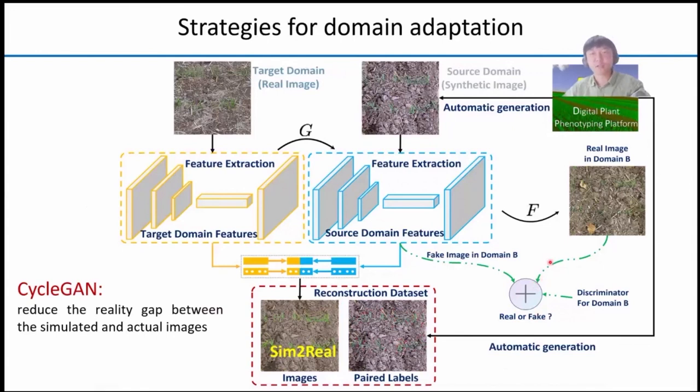Regarding the second strategy, domain adaptation model, we selected the state-of-the-art generative adversarial network CycleGAN. It could translate the source domain of the synthetic data set into the targeted domain of the real image. The great advantage of CycleGAN is that it doesn't need paired images. More importantly, after translation, images would preserve the position of the labels that are automatically generated by the D3P.